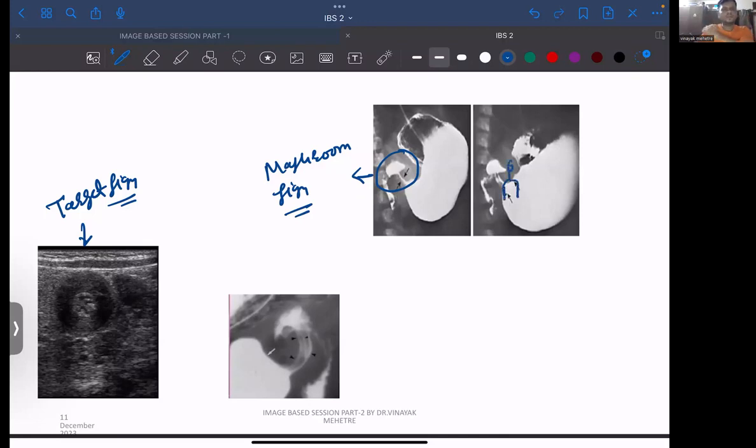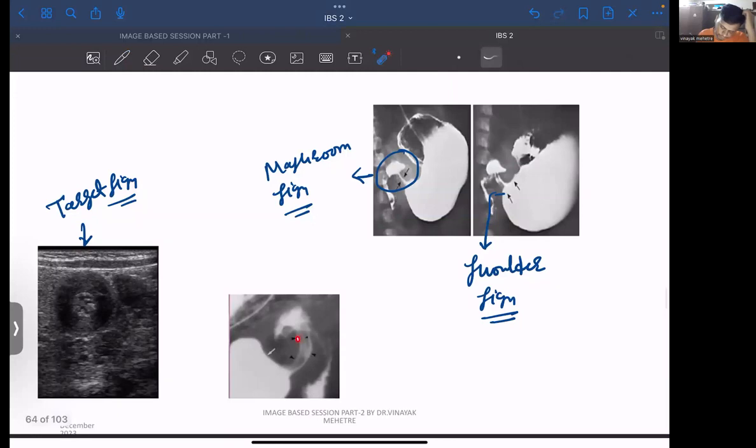okay, ये दिख रहा है? This is called as shoulder sign. क्या बोलेंगे इसे हम? Shoulder sign. ये वाला. Okay, shoulder sign. And take a look again over here. Okay, it looks like there are two tracks. एक दो, right? Two tracks. It is called as double track sign.